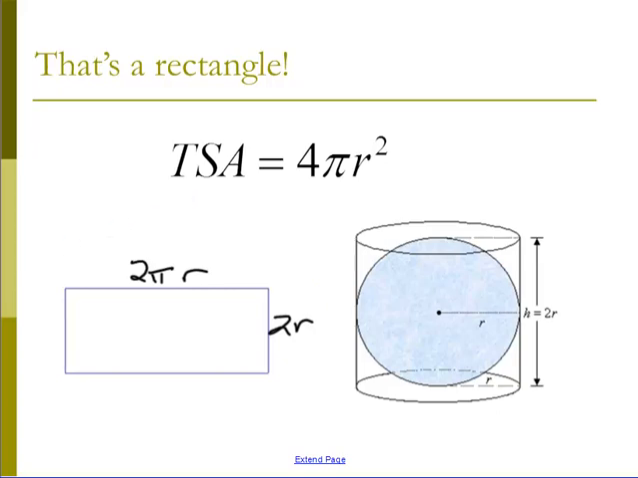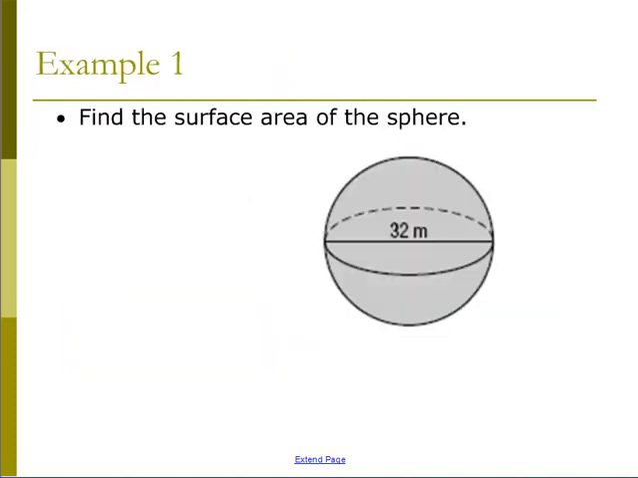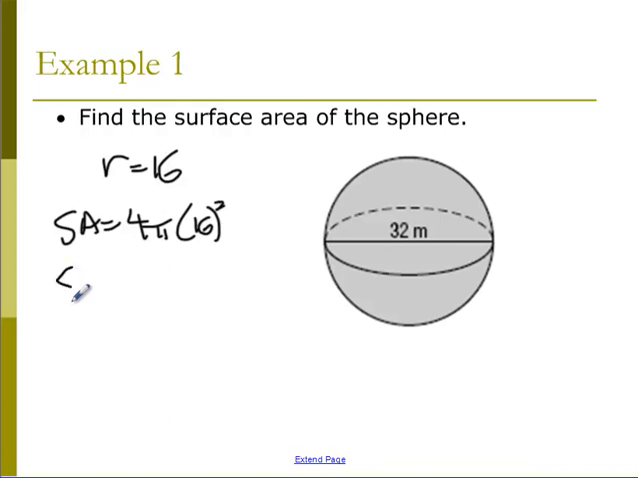So let's go ahead and start working with this formula. We're going to use that formula every single time. Find the surface area of this sphere. Because the diameter is 32, r is 16. Surface area is 4 pi r squared. So 16 squared gets you 256. We're going to multiply that by 4. So our surface area is 1024 pi, because it has a pi at the end.